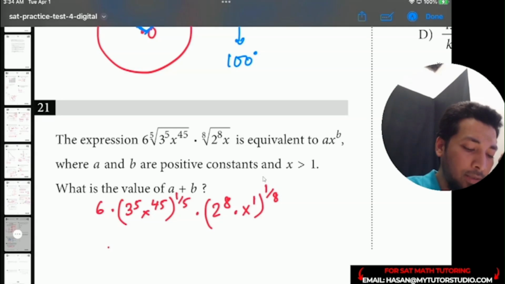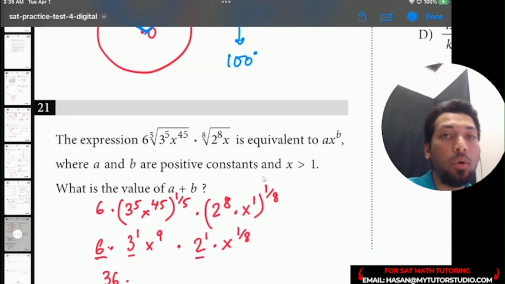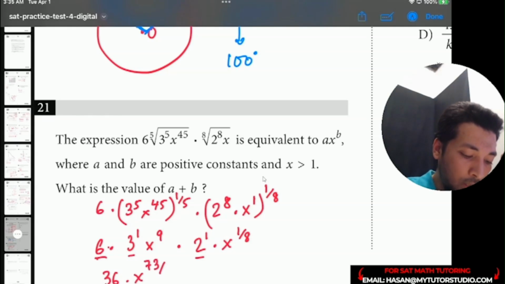Now we can distribute this outside exponent. So 6 times 3 to the power of 1 times x to the power of 9. So 5 times 1 over 5 is 1. 45 times 1 over 5 is 9. Times 2 to the power of 8 times 1 over 8 is 1. And 1 times 1 over 8 is 1 over 8. So we can simply multiply these numbers. 6 times 3 is 18. 18 times 2 is 36. And add this 9 and 1 over 8. That is 9 whole 1 over 8, which is 73 over 8. So x to the power of 73 over 8.